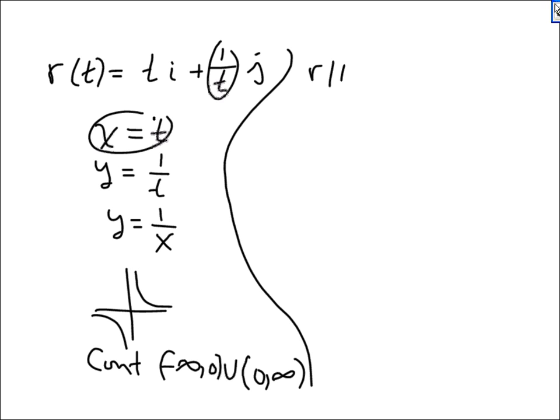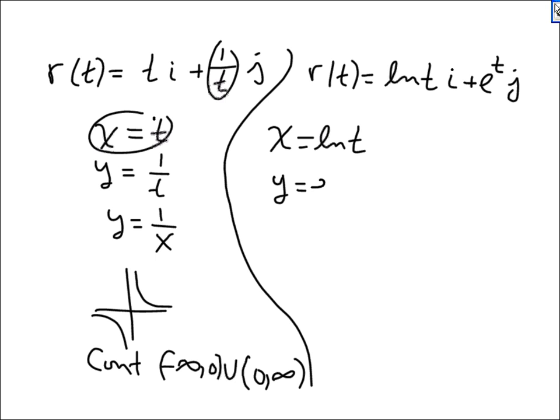Suppose you have that r of t is ln of t i plus e to the t j. Well, ln of t is continuous on its domain, that is when t is bigger than 0, and e to the t is always continuous. See if we can get this to be rectangular. y equals e to the t.